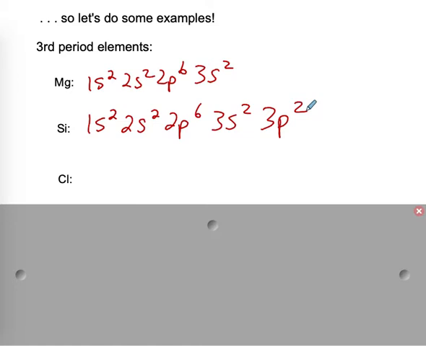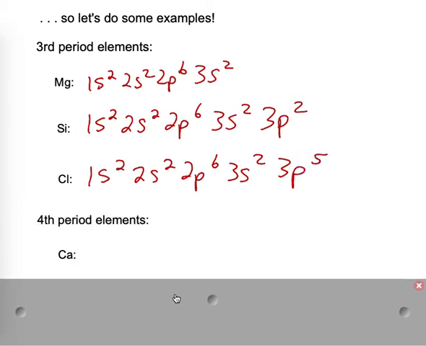Chlorine, if you look at the periodic table, you'll see has 5 electrons in the 3p sublevel. So I'll write the configuration 1s2, 2s2, 2p6, 3s2, 3p5.